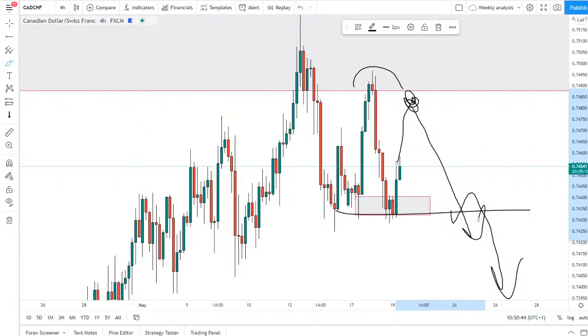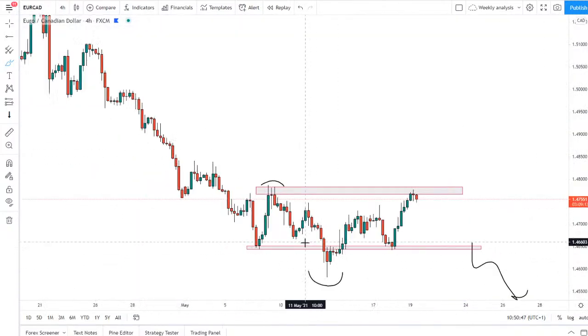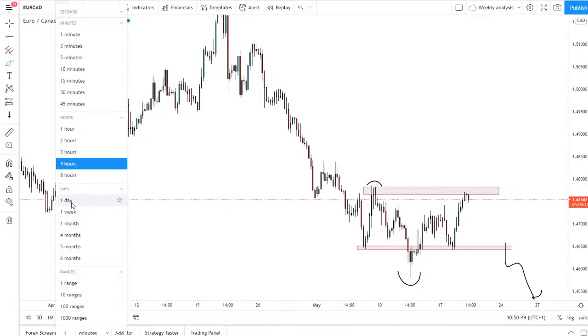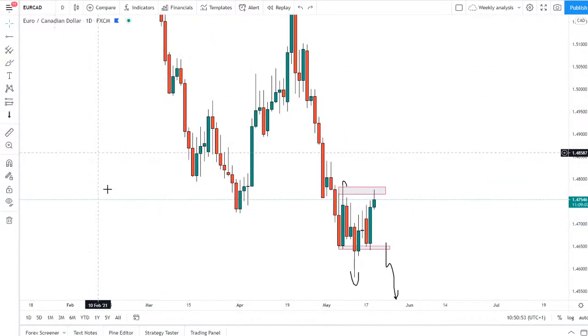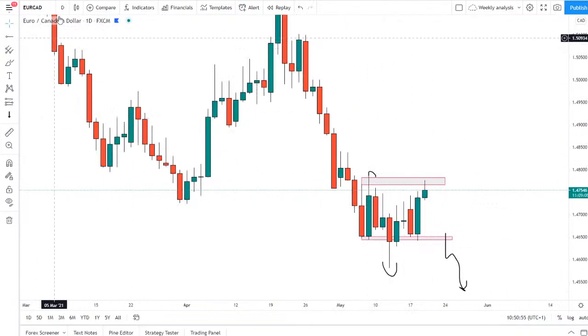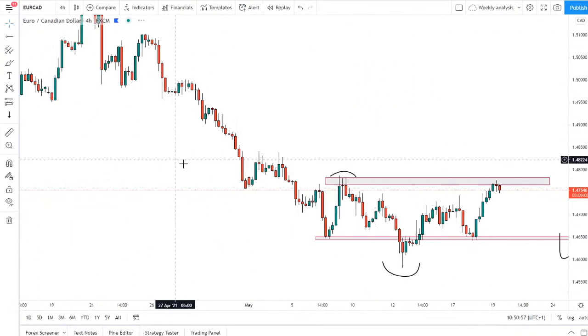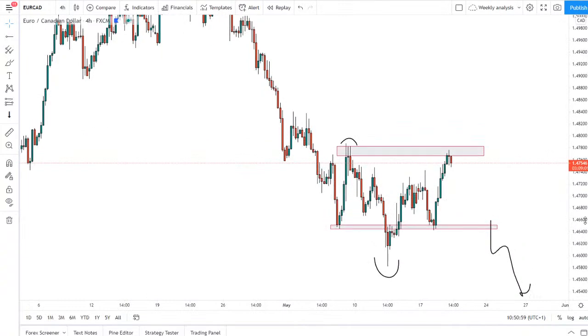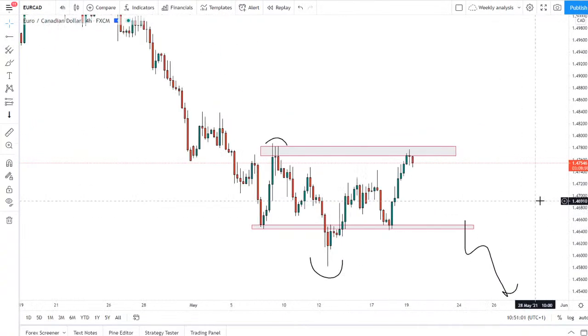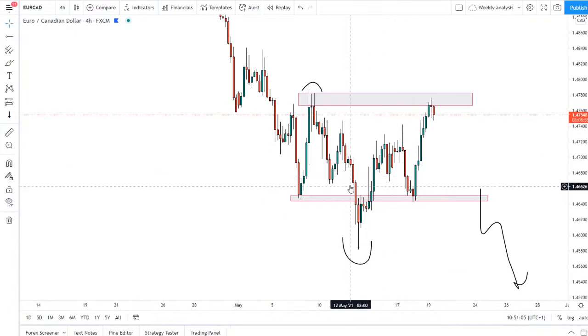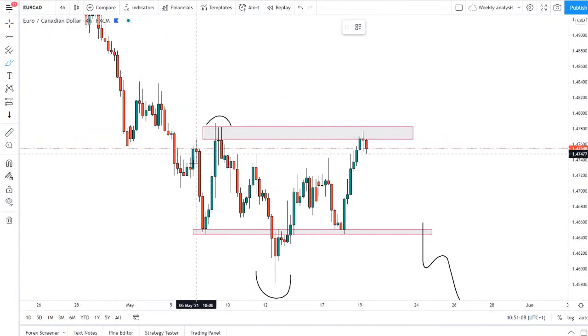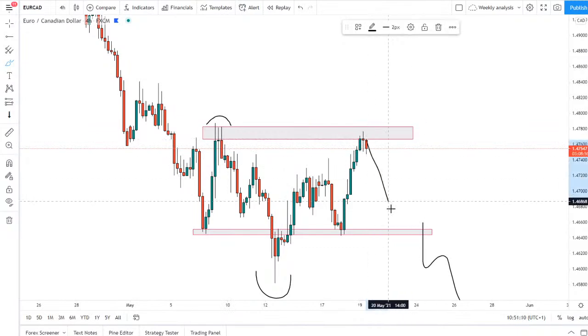Okay, so Eurocad, we're looking at Eurocad there. I did say for Eurocad it would be nice to see a break of that resistance there that I have in the market. So it's looking like price could potentially turn bullish if we do take that resistance for Eurocad, because I feel like this was the previous high in the market, so it could send us back down.